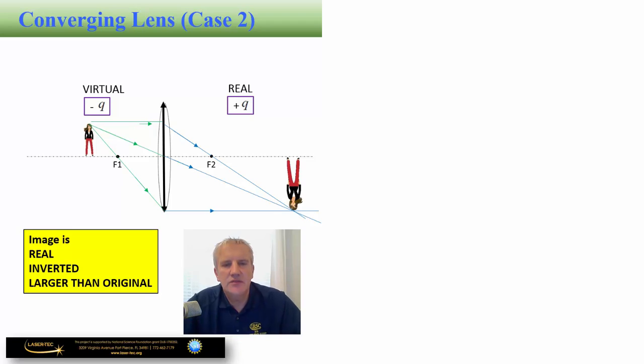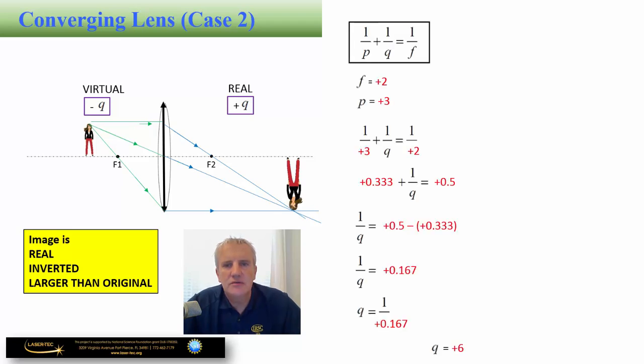The first one, the image is real because it is positioned to the right relative to the lens. It's inverted because it's on the other side of the optical axis as compared to the original. And finally, it's larger in size than the original. Here is the comparison through the analytical approach.